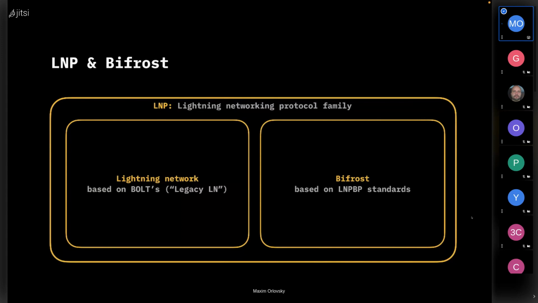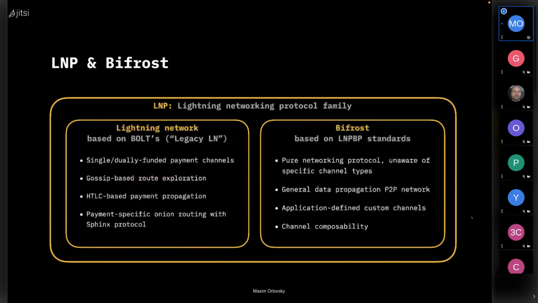So from now, I will be calling the Lightning network as it operates today and is defined in bolts the legacy Lightning network to denote it in the rest of the story. And what do these two things include: the legacy Lightning network versus the Bifrost upgrade of the Lightning network. The legacy Lightning network today is about only single or dually funded payment channels. So you can't have payment factories or channel factories, multi-peer channels, and many, many other things. It's just about single or dually funded payment channels.